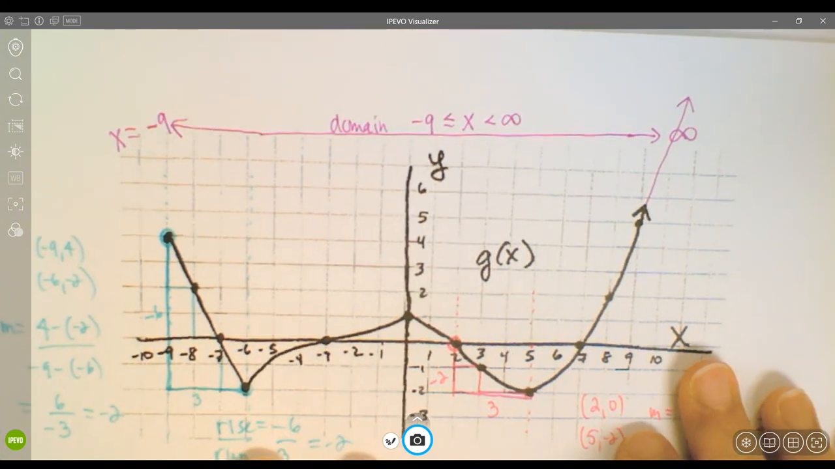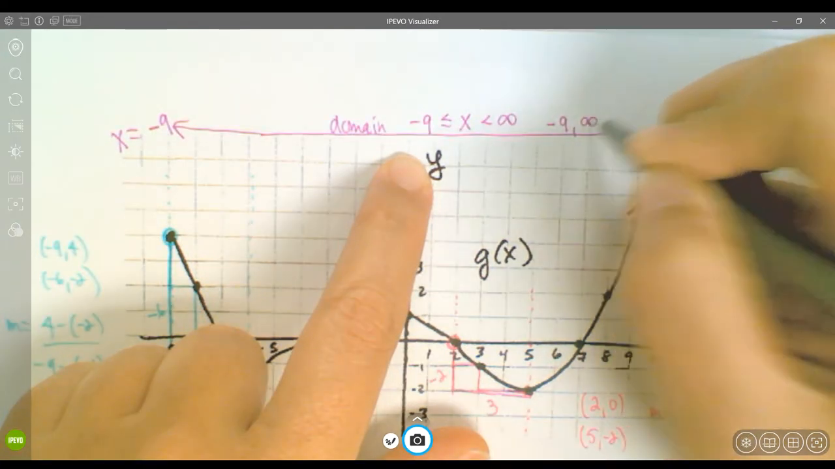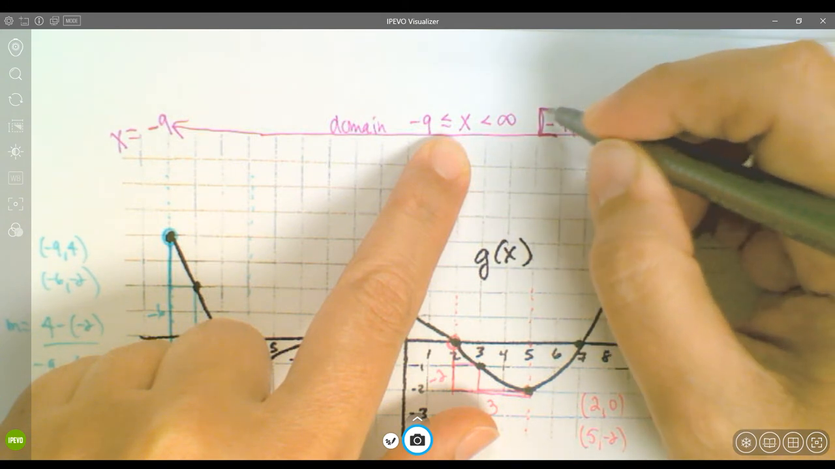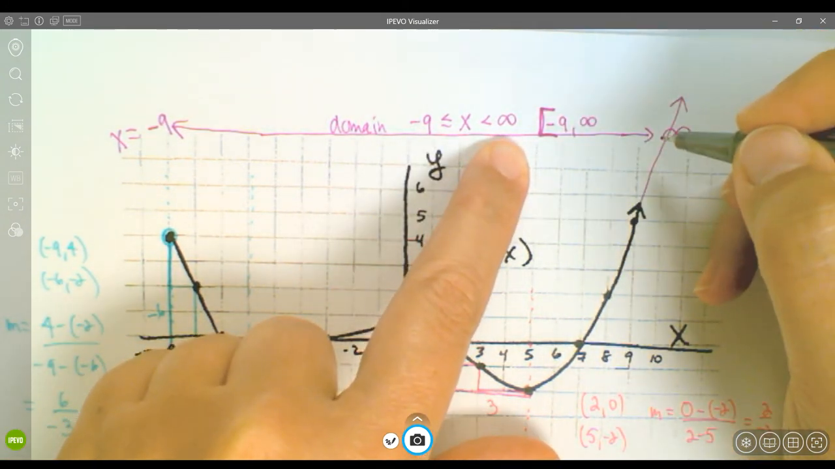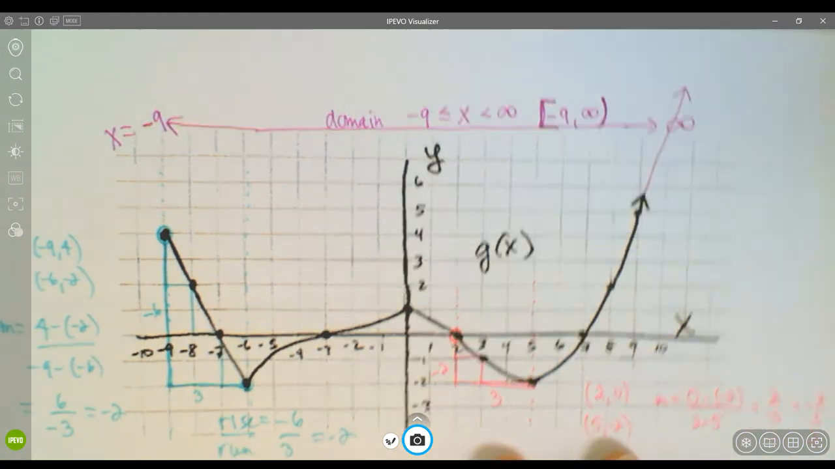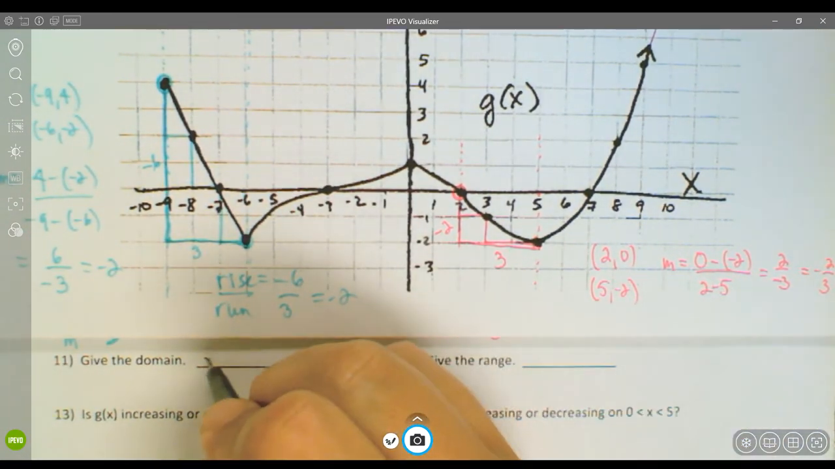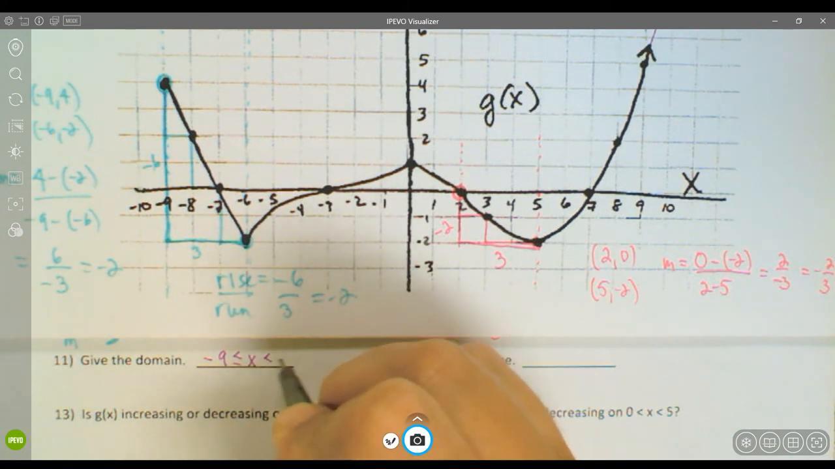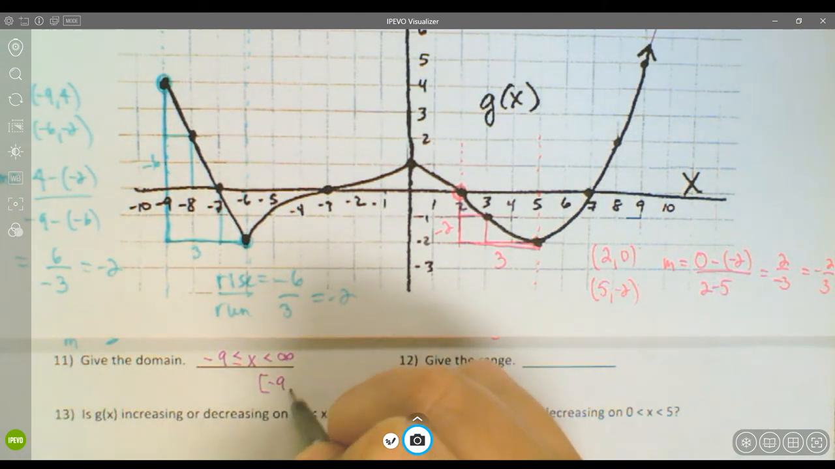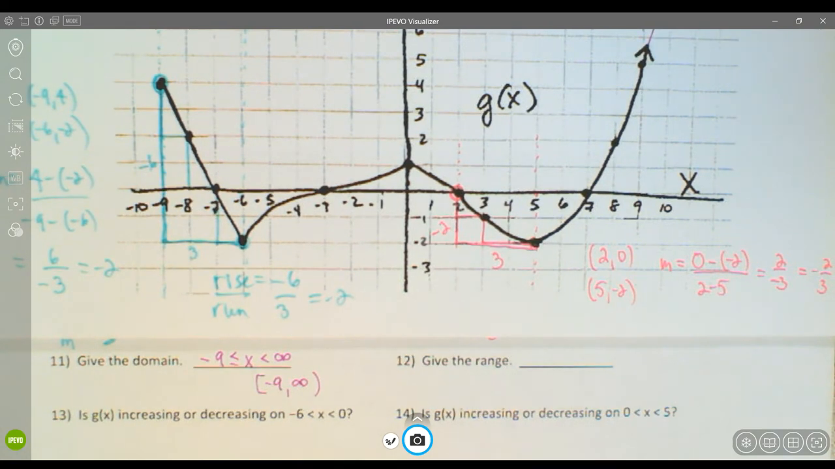And again, I'm going to bring in interval notation. My interval goes from -9 to infinity. I can include -9, therefore I use a bracket. I cannot include infinity because I can never touch infinity, so I'm going to put a right parenthesis. So let me put both of these answers down here for you to see. My domain is -9 is less than or equal to x is less than infinity. Or for interval notation, we're going to go from -9 inclusive to infinity exclusive.